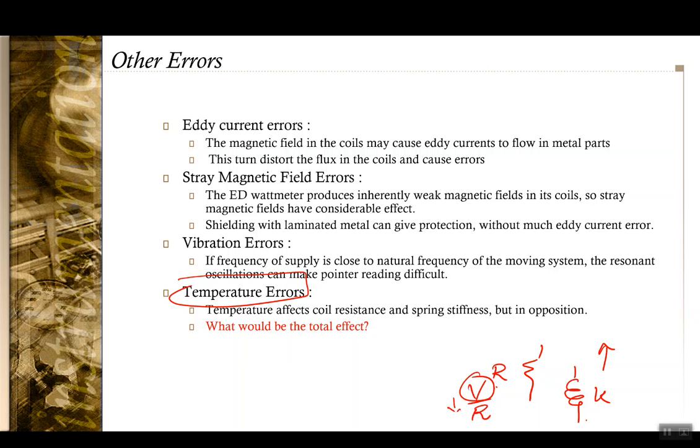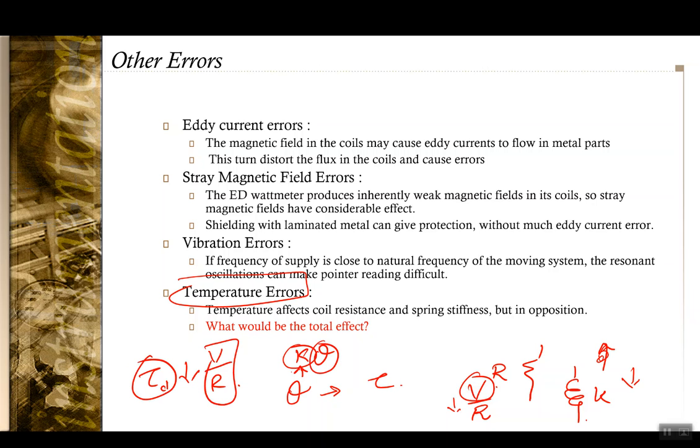So what would happen is that the torque tau D has decreased because V by R has decreased. On the other hand, tau D is equal to K theta. But with temperature, if K decreases, then theta will increase for the same tau. R is increasing with temperature, V by R is decreasing with temperature, and K is decreasing with temperature. So for the same tau, theta will increase with temperature if V by R was constant.